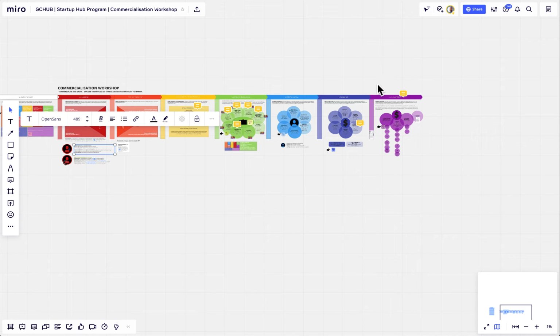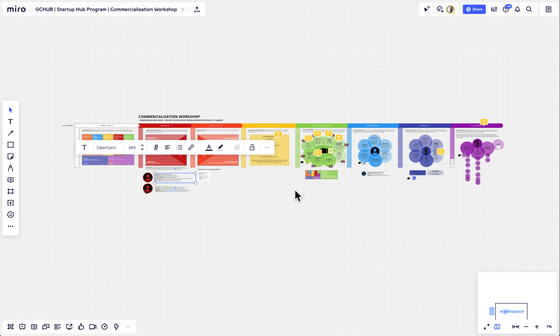So that's the Commercialisation Workshop. It's an 8-step process to identify the strategy behind how you drive your marketing, sales and targets for a particular product, service, business model. Hope to see you there.